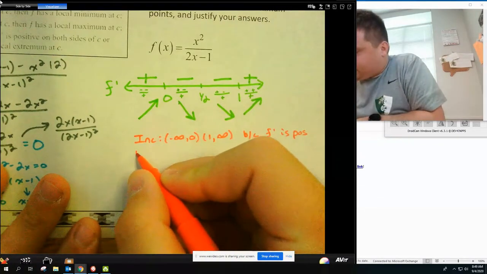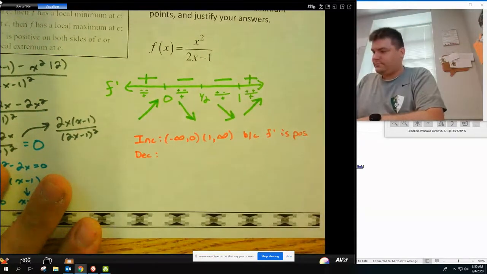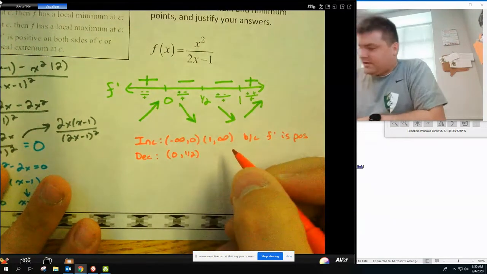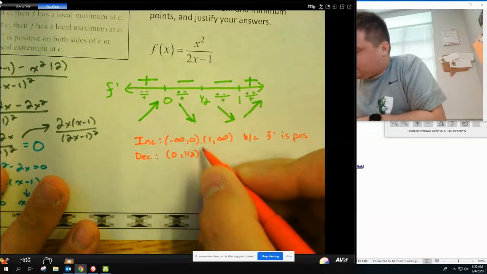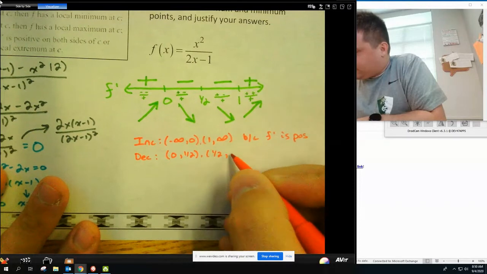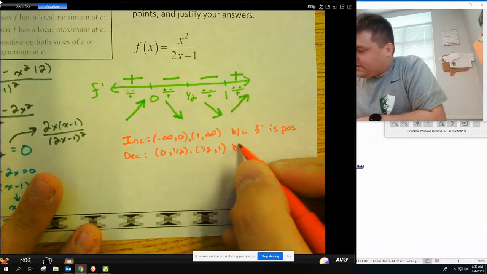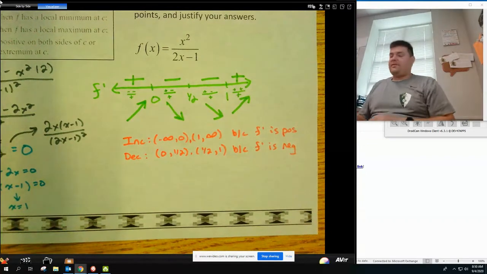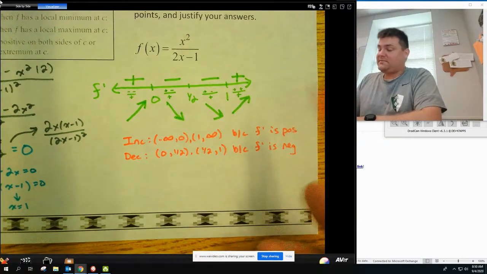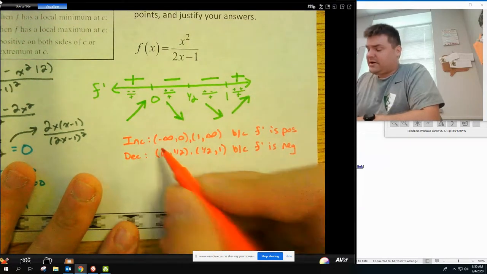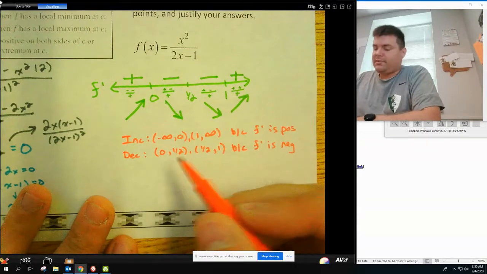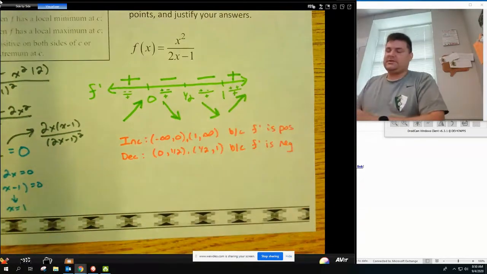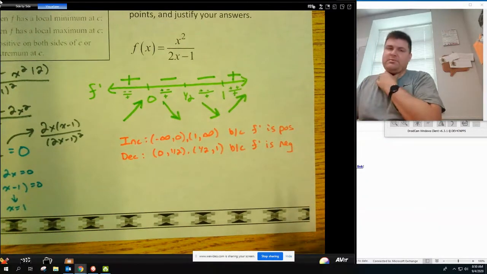When is it decreasing? It's decreasing from 0 to 1/2, and then from 1/2 to 1. Put commas between those so that they're two different intervals, and that's because f prime is negative. Now there is some type of debate in the math world. I have a hard stance on this one that you can use closed brackets or open brackets. I always pick open with these because you're technically not decreasing at 0, because it's 0 at 0. So I always just use the open brackets, but AP will take either one.